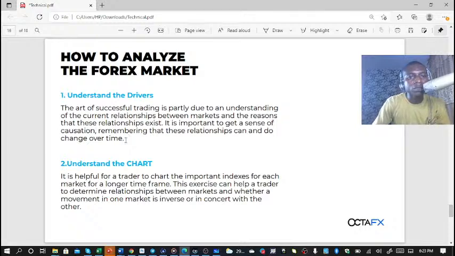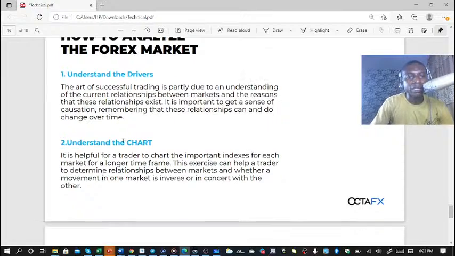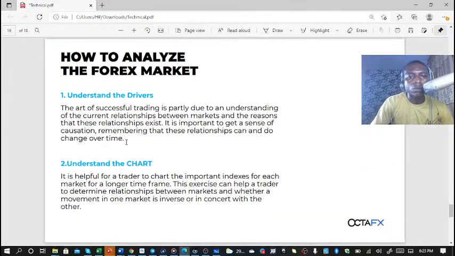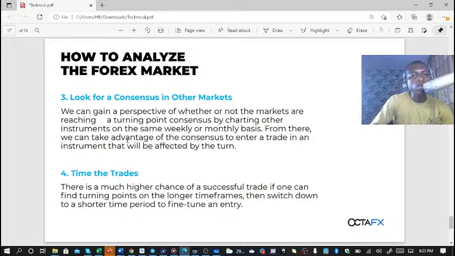Now, also you need to understand the chart, like I've explained. The candlestick chart, the bar chart, and also the line chart. It is helpful to traders to chart the important indexes for each market over a longer time frame. This exercise can help a trader to determine the relationship between markets and whether the movement in one market is inverse or in contact to the other market, right?